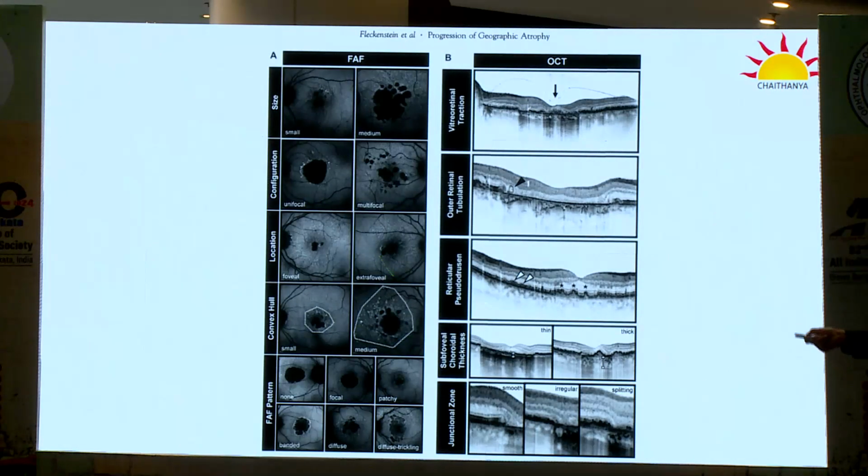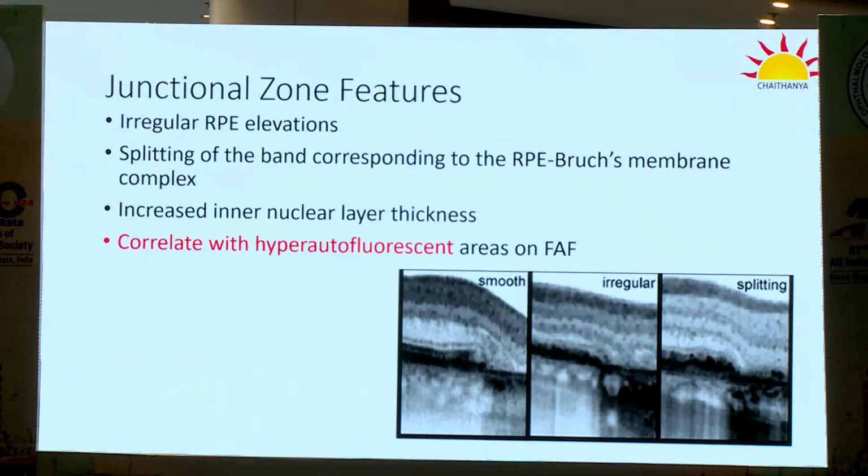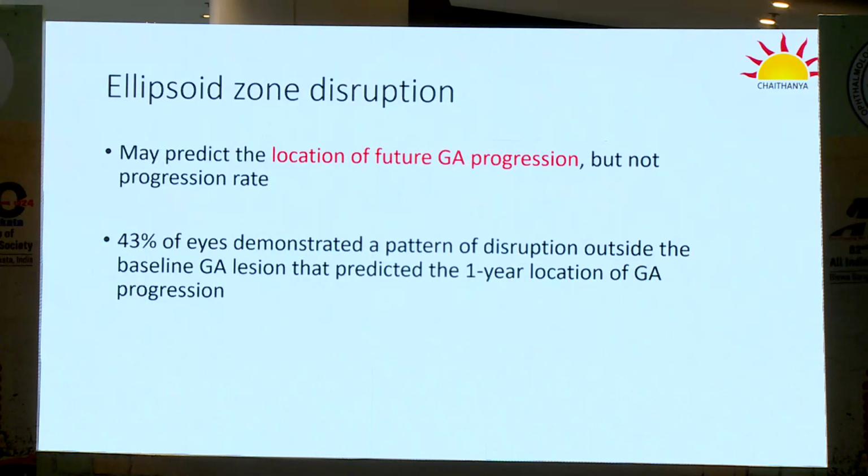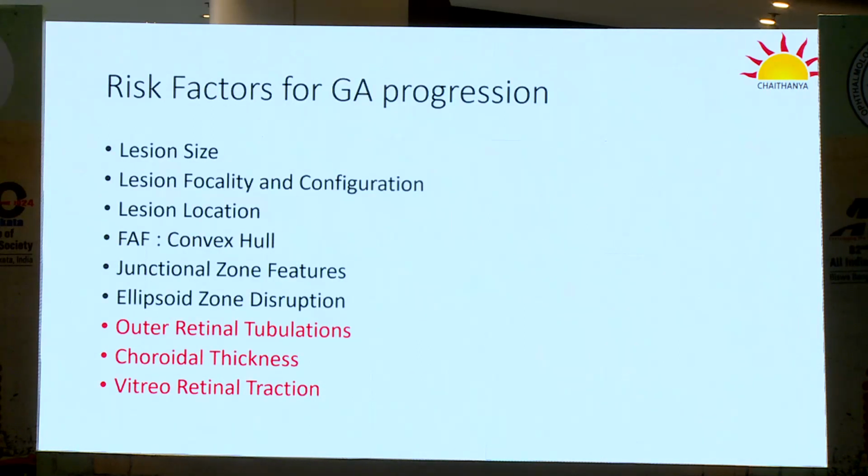With the OCT, you have the FAF, and this is called a convex hull. You can draw a hexagon around the area of geographic atrophy. The more number of sides and the larger it is, the faster the progression. You can look at the edge, whether it is a split edge or an irregular edge, and you can assess which edge of the geographic atrophy is going to progress faster. So you have all these various indexes to find out how these, called junctional characteristics, and how the geographic atrophy is going to progress.